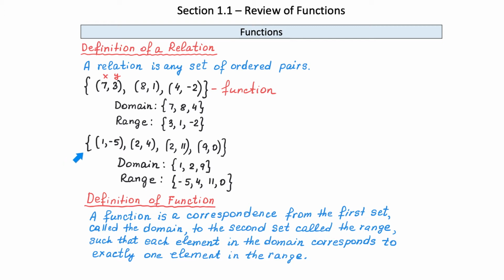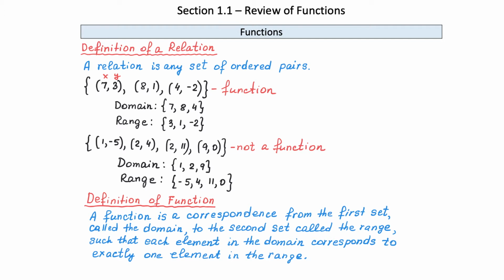Now, if we look at the second relation, 1 corresponds to -5, 2 corresponds to 4, and we see 2 again that corresponds to 11. So here we have a problem. Each number from the domain has to have only one number in the range, but we see that 2 has 4 and has 11. Therefore, this relation is not a function.